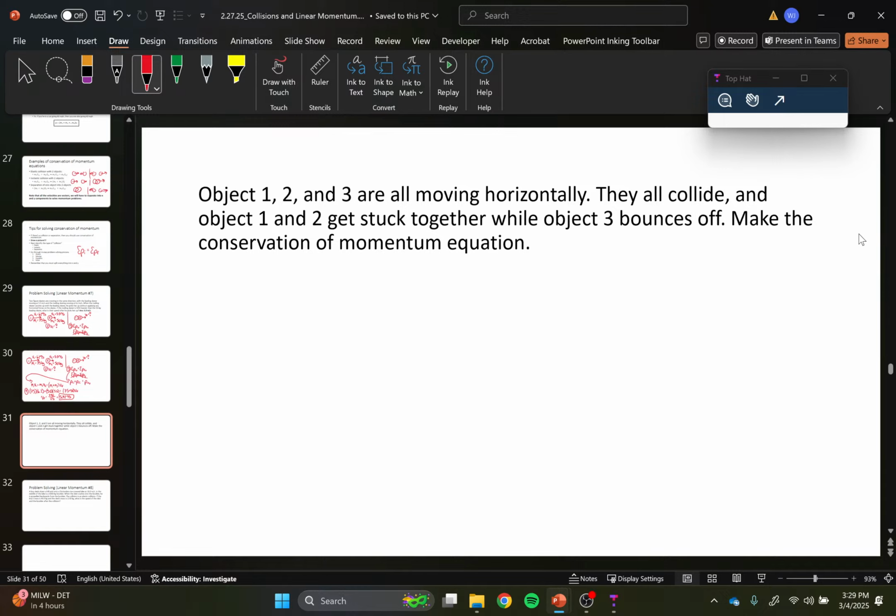Objects 1, 2, and 3 are all moving horizontally. They're all separate from each other. They all collide. And object 1 and 2 get stuck together while object 3 bounces off. Make the equation. Make up their initial velocities. Object 1 has velocity 1 initial. Object 2 has velocity 2 initial. Object 3, whatever. Can you all build the conservation of momentum equation for this? All in terms of variables.